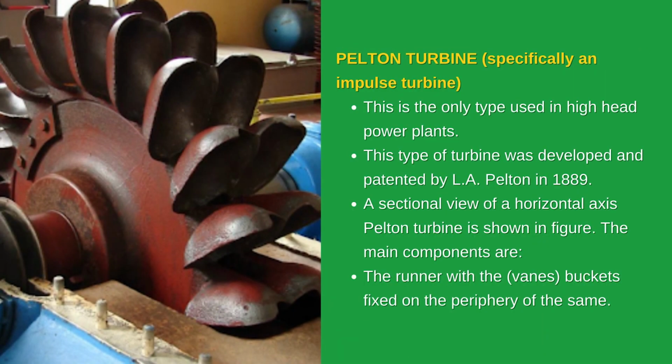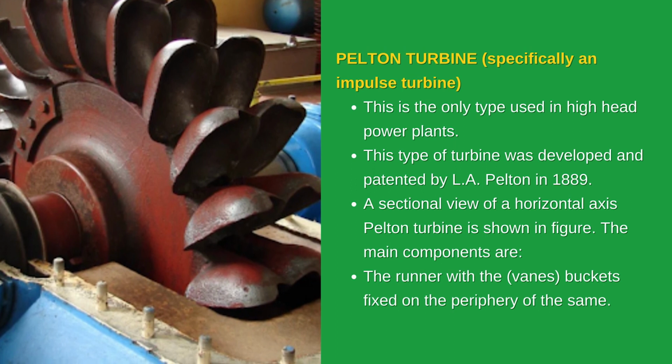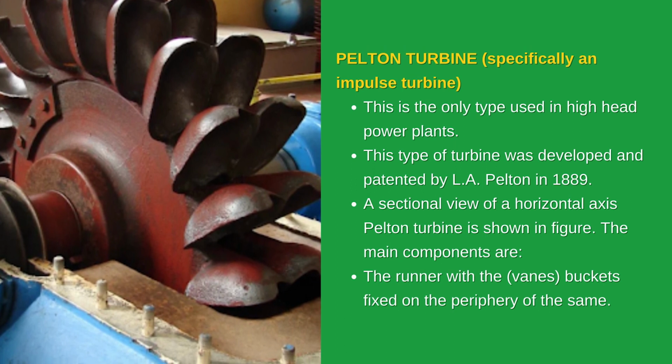Pelton turbine. We have seen so many details, but here also we will see some new things about the Pelton turbine. Specifically, it is an impulse turbine, that we already know. This is the only type used in high head power plants. Wherever the head available is very high, there we go for this type of turbine. This type of turbine was developed and patented by L.A. Pelton in 1889, and this type of turbine is called by his name to honor him. A sectional view of this horizontal axis Pelton turbine will be shown in a figure in the PPT, which I will share with you all.